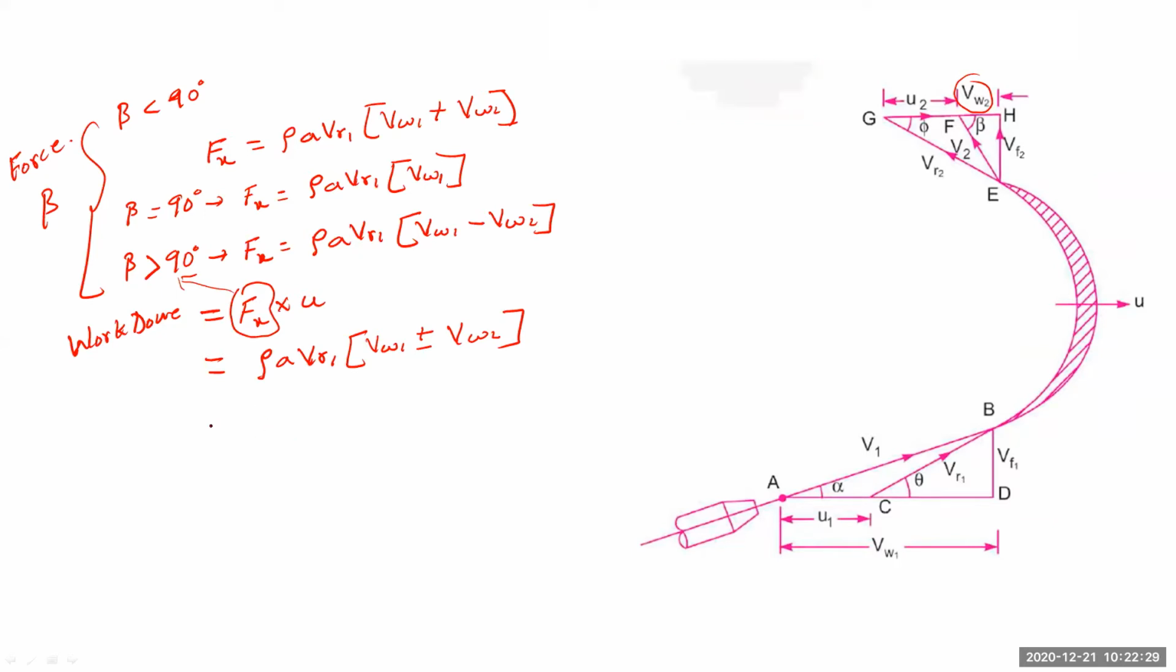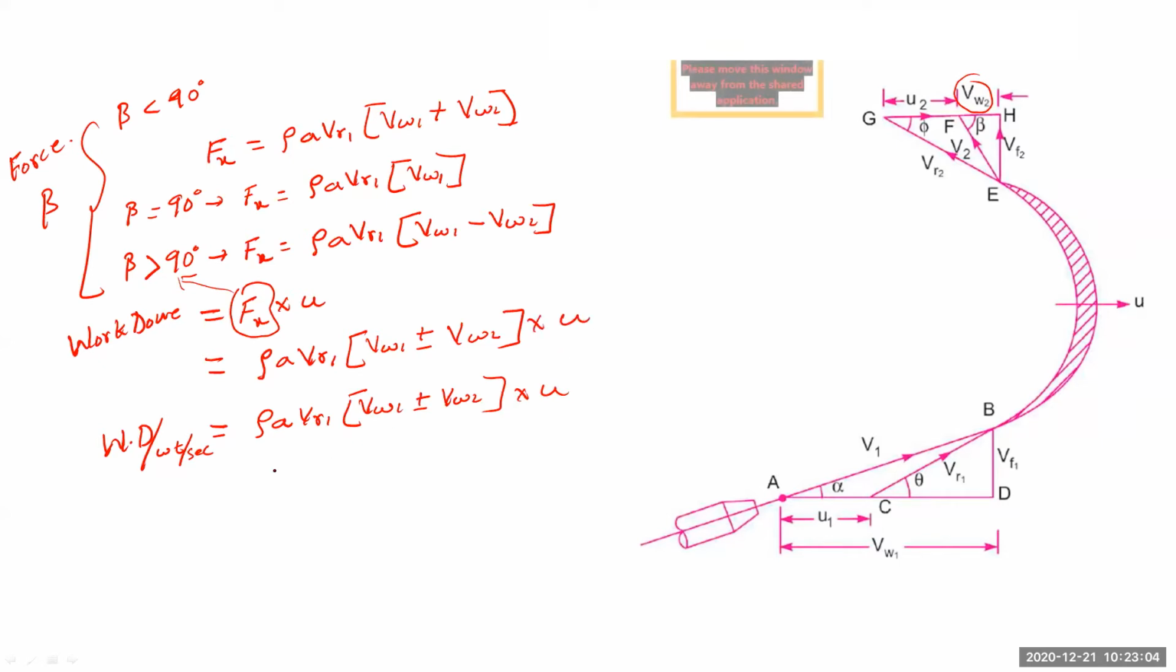One more term we have seen in the last class: work done per unit weight of the fluid striking per second. So we have seen that formula: rho into VR1 inside bracket, you have to write VW1 minus VW2, into U will be there. Here, to mention U.